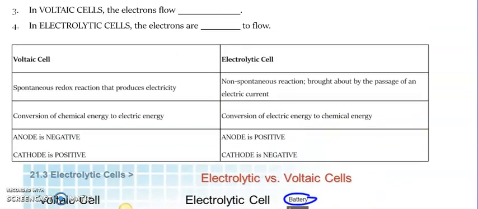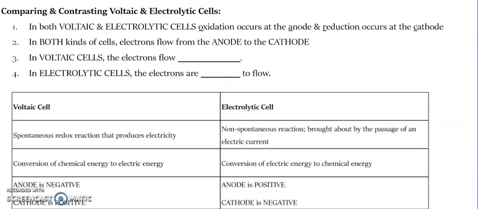All right, so some similarities and differences. In both voltaic and electrolytic cells, oxidation occurs at the anode, reduction occurs at the cathode. So that's the same. Oxidation anode, reduction cathode. So you could think of it as oxidation and anode are both vowels, reduction and cathode are both consonants, or an ox red cat.